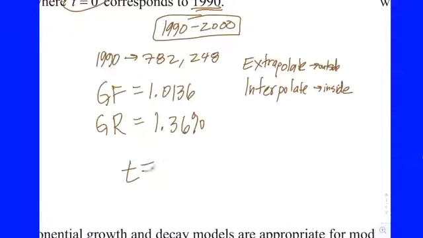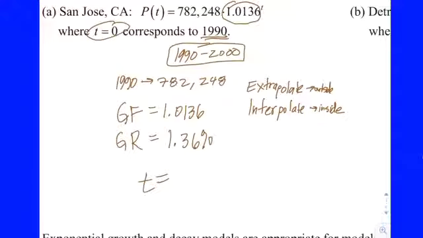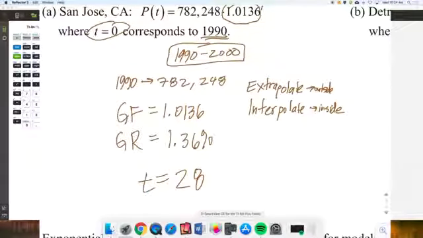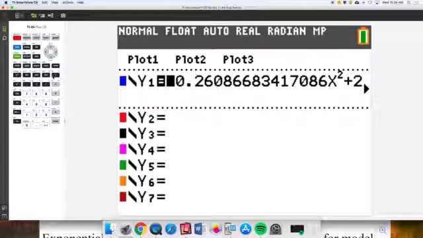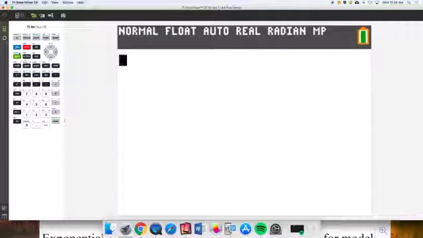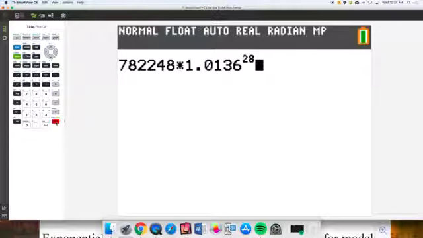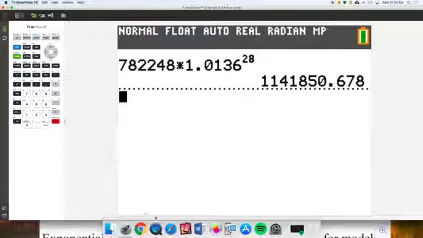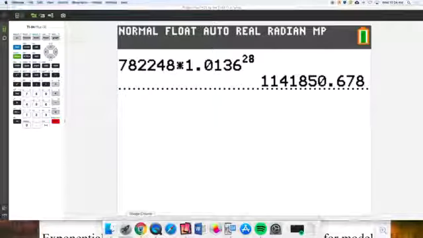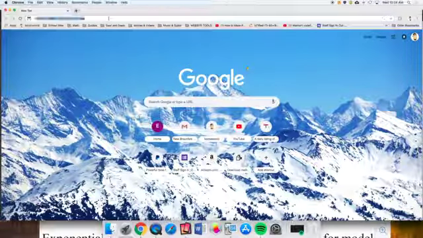Last thing we're going to do here. If I did predict for 2018, what t-value would that be? 28. Okay? Real quickly here, if I type that model into my calculator for 28, you can just watch this. I get 1,141,000. Do you think that is the population of San Jose today?